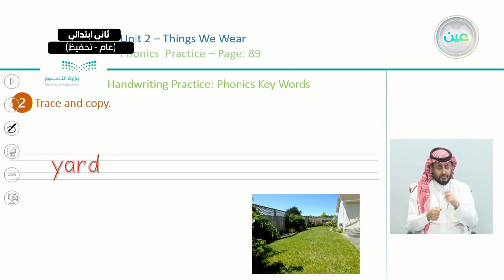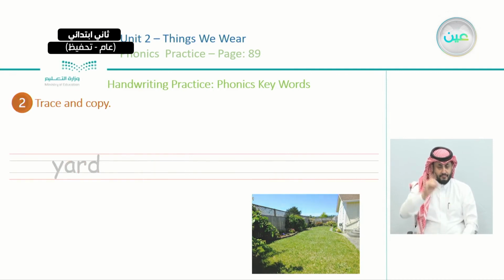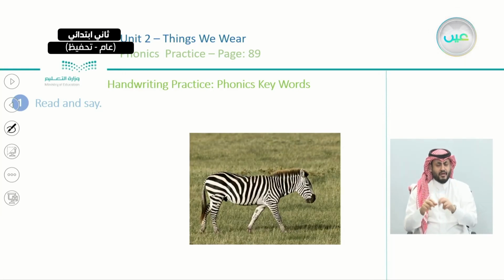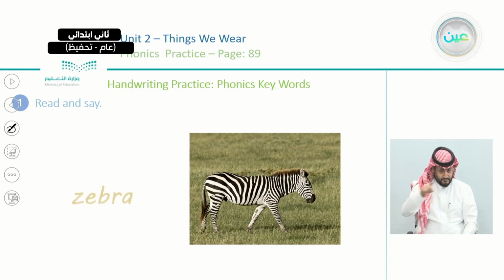Yard. Let's write it again. Y, A, R, then we have D. Okay, for the last time. Y, A, R, then we have D. So we have yard. Yard. Excellent. After yard, we have the last letter here. Can you tell me what is this animal? Zebra. Excellent. Yes, this is a zebra.